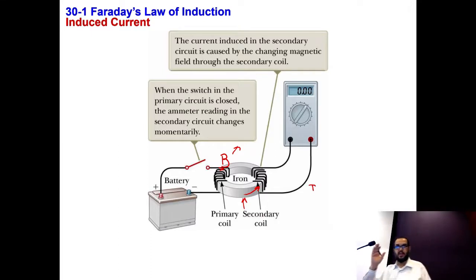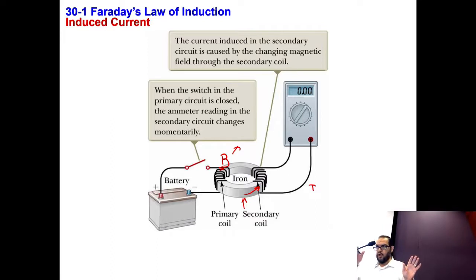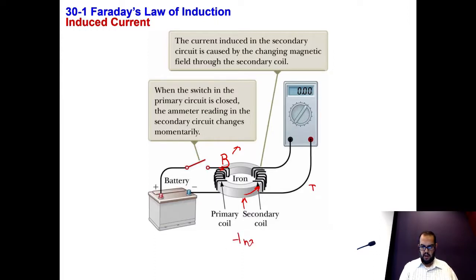But you can only see it when there is a switching. In other words, before the switch is closed and long after the switch is closed, you don't see a current. You only see an induced current as you are closing the switch. Why? Because at that time, you are changing the magnetic flux through the secondary coil. This is actually the principle of a transformer. A transformer, we will see later on.